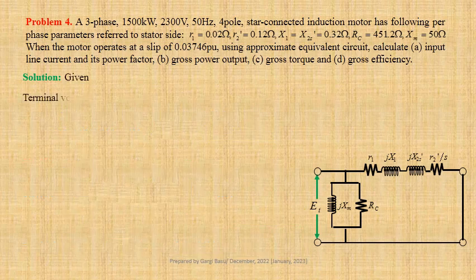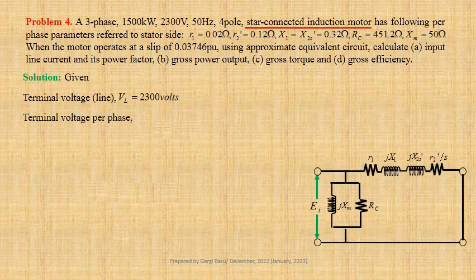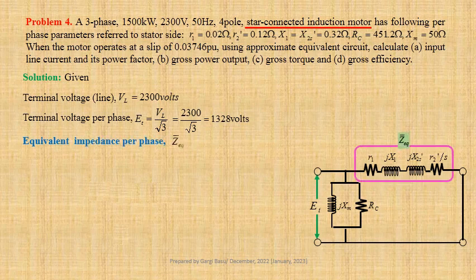Given line-to-line terminal voltage VL equals 2300 volts. For star-connected induction motor, terminal voltage per phase ET equals VL by root 3, that is equal to 2300 divided by root 3, that gives us 1328 volts. We have determined equivalent impedance per phase ZEQ equals 3.2863 ohm at an angle 11.23 degree.